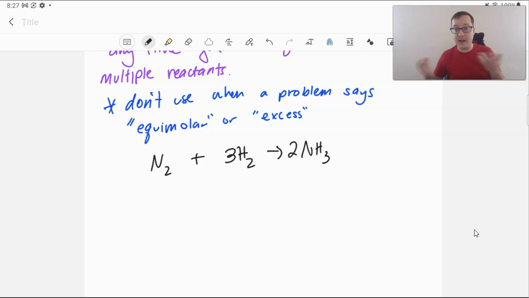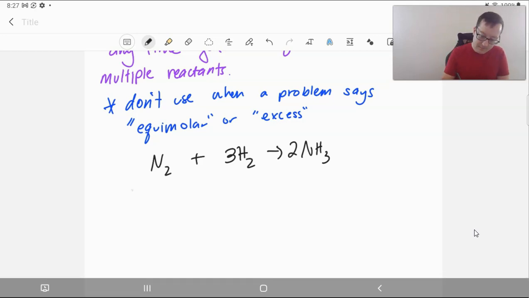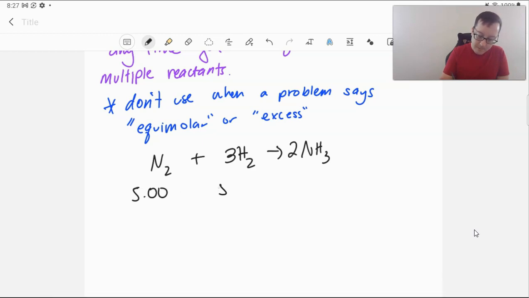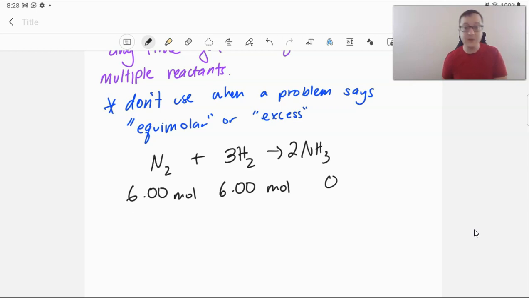If we say we have 5 moles each of hydrogen and nitrogen, we can determine which one will run out first. And actually, this is a bad number because 5 would not evenly work out. So we'll use 6 instead. So if we have 6 moles of each, we can see how much we're going to use of each one.